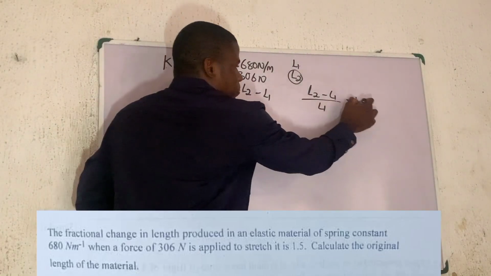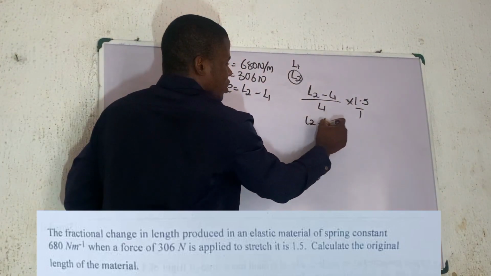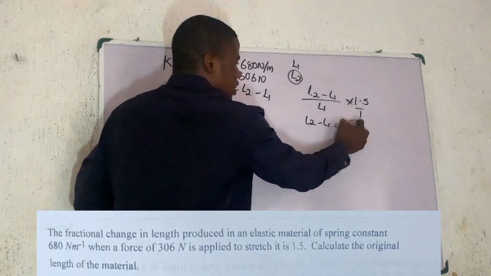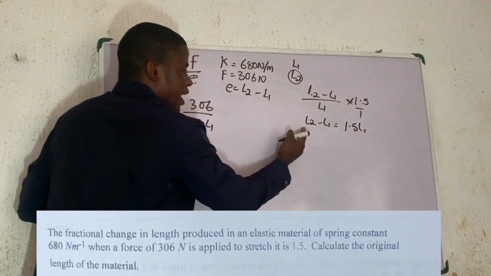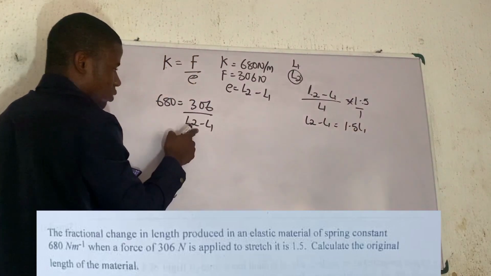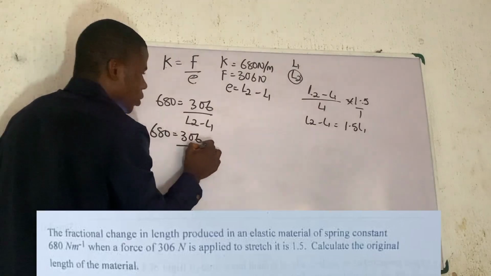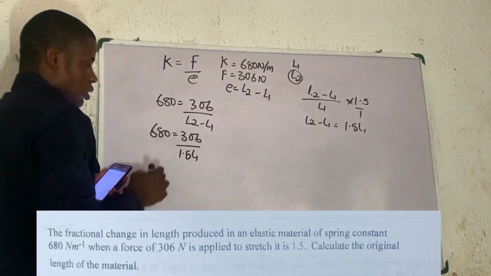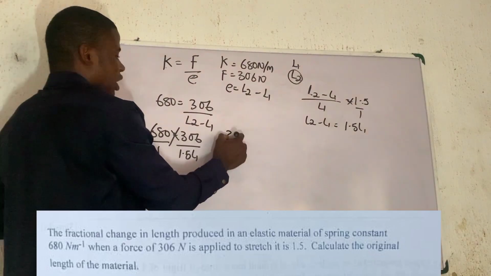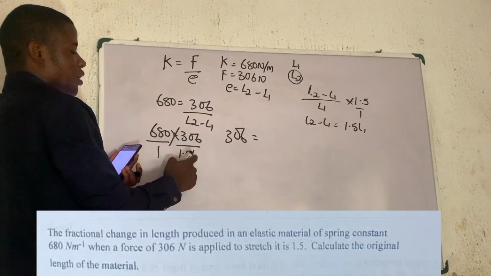Now, if I cross multiply here, what am I going to have? L2 minus L1 equals 1.5 times L1, which is 1.5 L1. So whenever I see L2 minus L1, I take it as 1.5 L1. So now I have 680 equals 306 all over 1.5 L1. Now what am I going to do next? I have to cross multiply. 306 times 1 is 306, equals 680 times 1.5 L1.